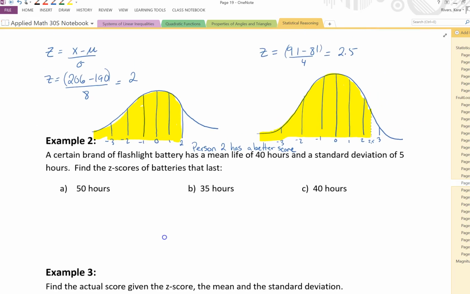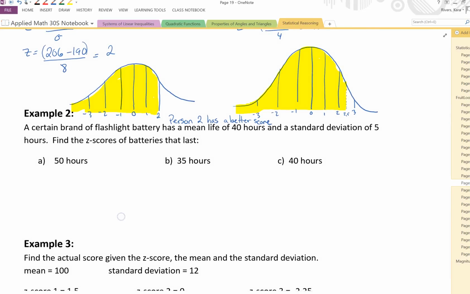Alright, let's take a look at another example. Example 2 says a certain brand of flashlight battery has a mean life of 40 hours. I like this example because we've got some context. In the first example, we didn't really know what those numbers meant. Now, 40 hours for the mean life and the standard deviation of 5 hours. Find the Z-scores of batteries that last 50 hours, 35 hours, and 40 hours.